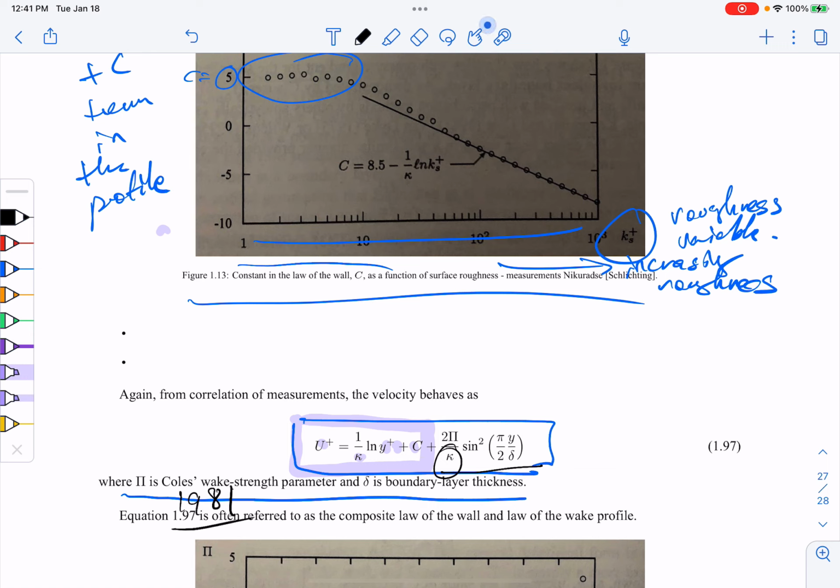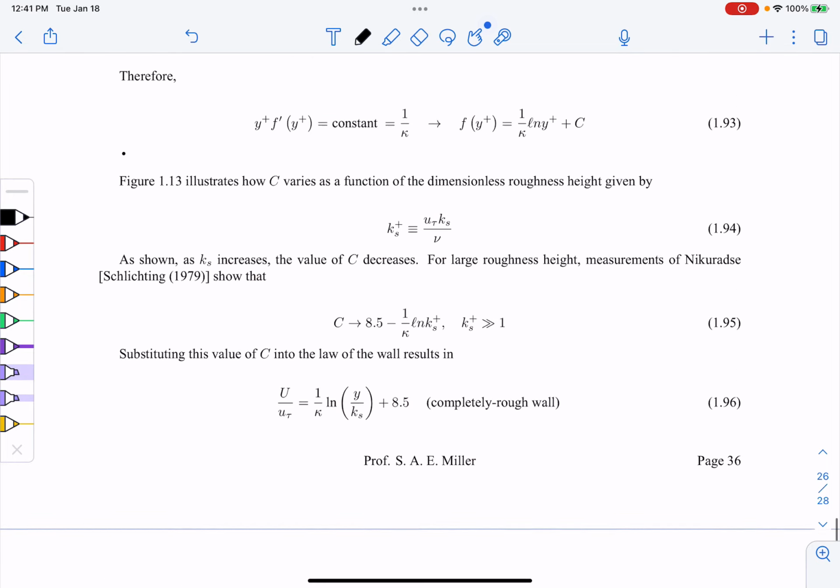And so he squared it to keep it positive. And here's kappa, and then there's y. Delta is the boundary layer thickness. So this is a purely empirical form here that matches the data really well. Pi is just a factor. It's not a Buckingham pi factor, it's just a factor. And this is added on to the log law of the wall to complete the composite profile.